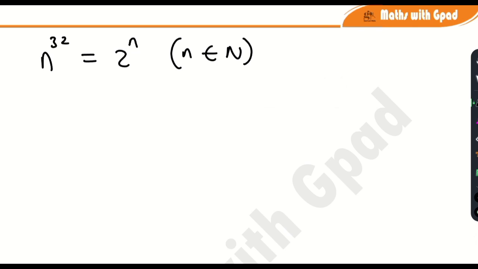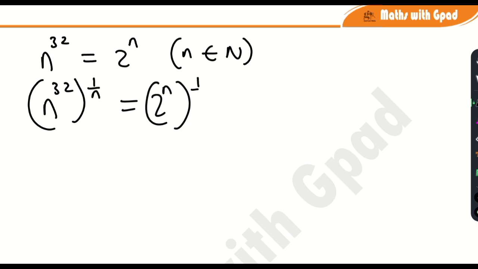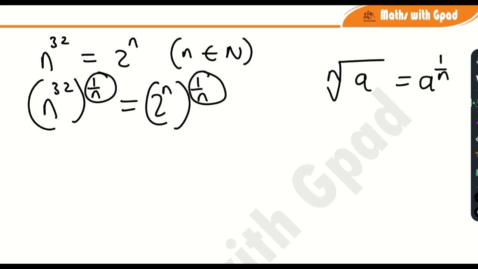Okay, so what I'm going to do here is to write it like this: n raised to power 32 times the nth root, so 1 over n. This is equal to 2 raised to power n, again, times the nth root. One of the laws of indices, this can be expressed as a raised to power 1 over n. So for me to be multiplying the powers by 1 over n is the same thing as applying the nth root to both sides of the equation.